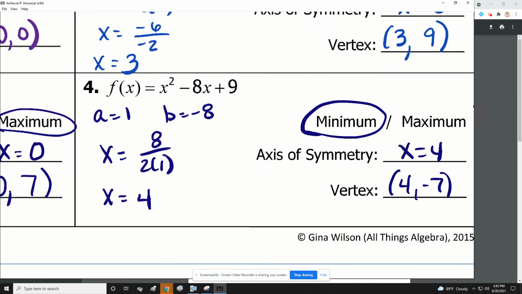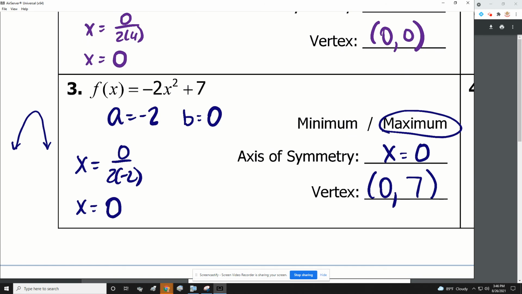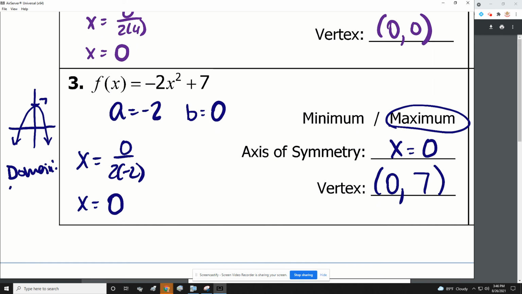All right, I do want to do one more of those. Okay, so here's one that's upside down. Our vertex is at the point 0, 7. So this right here is 7. So for the domain, arrow going to the left, arrow going to the right, all quadratic functions. The domain is all real numbers, -infinity to infinity.